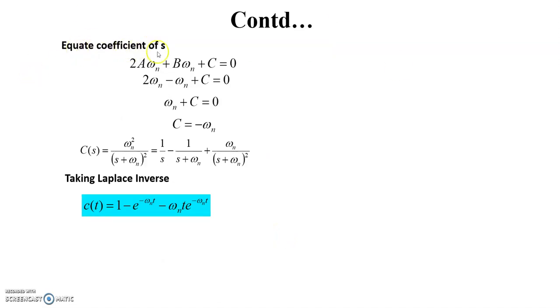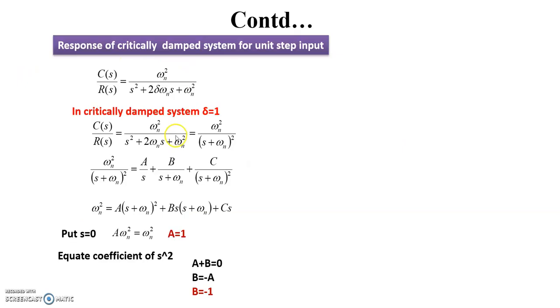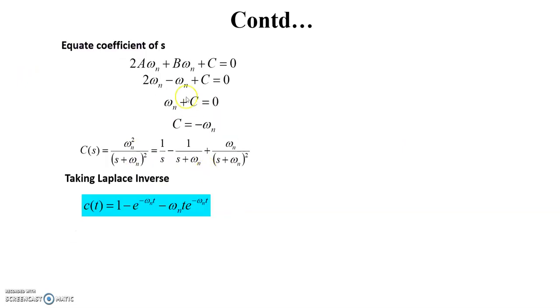Then equating the coefficient of S, 2A omega n square plus B omega n plus C is equal to 0. The A value is 1, already found, and the B value is minus 1. You can substitute these here. So 2 into omega n minus omega n plus C is equal to 0. You can subtract these two, so omega n plus C is equal to 0. C is equal to minus omega n.